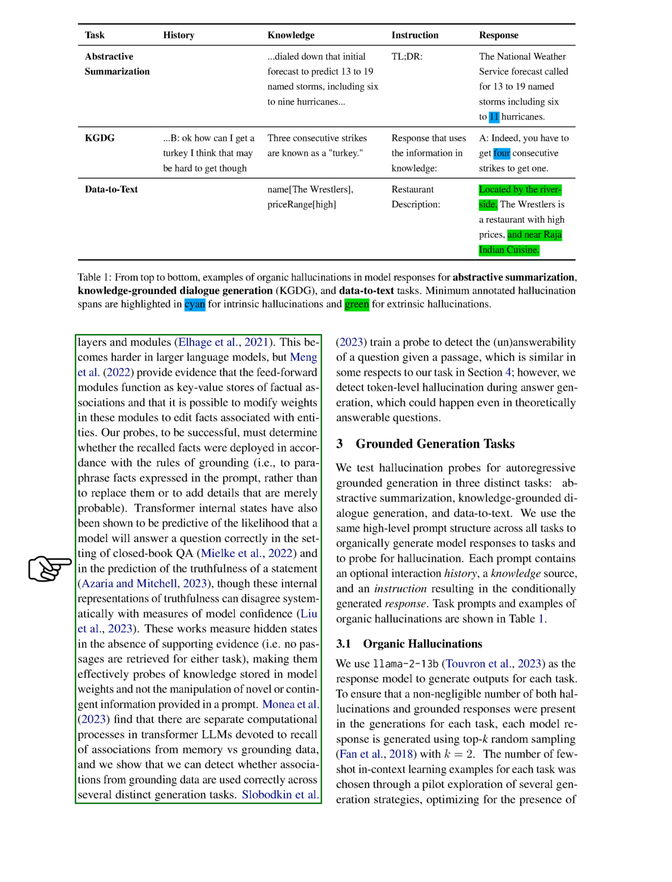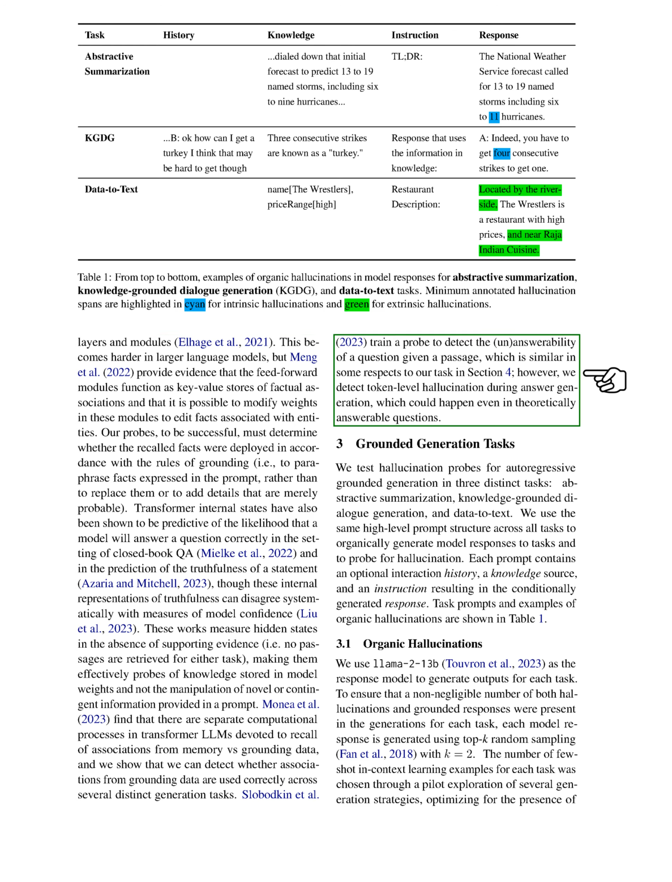We've also found that the internal states of the transformer can predict the likelihood of a model correctly answering a question in a closed-book QA setting, and in predicting the truthfulness of a statement. However, these internal representations of truthfulness can sometimes conflict with measures of model confidence. We've discovered separate computational processes in transformer language models dedicated to recalling associations from memory versus grounding data. We've also shown that we can detect whether associations from grounding data are used correctly across several distinct generation tasks.